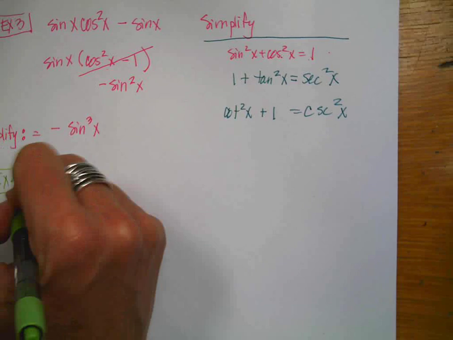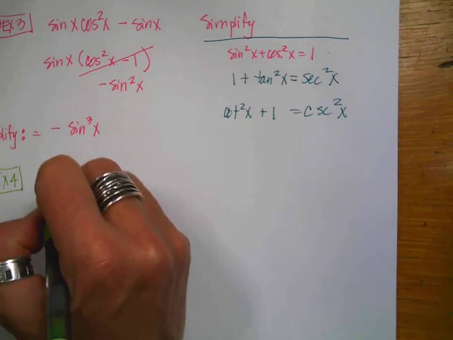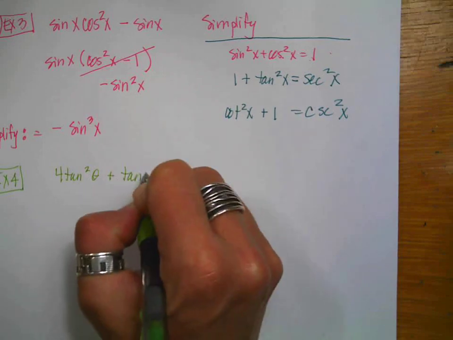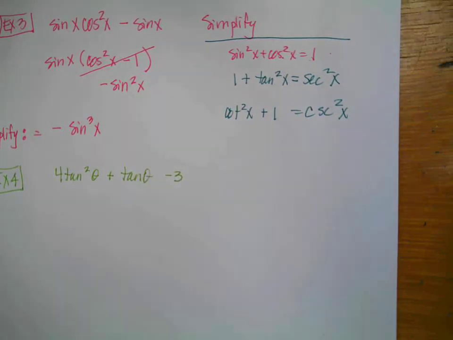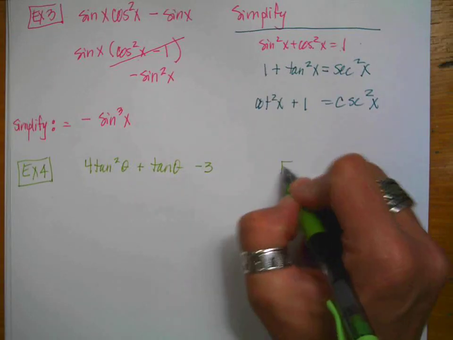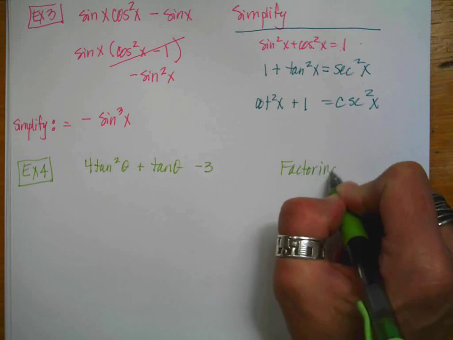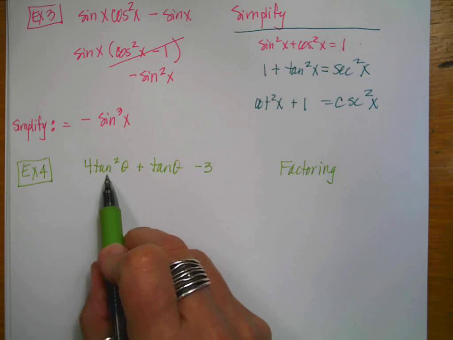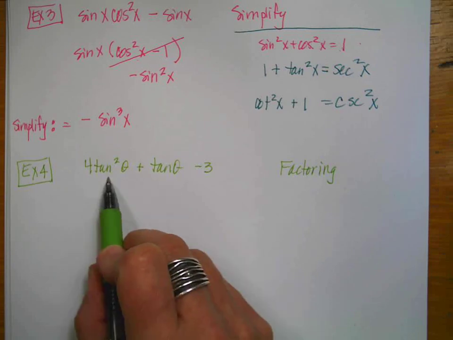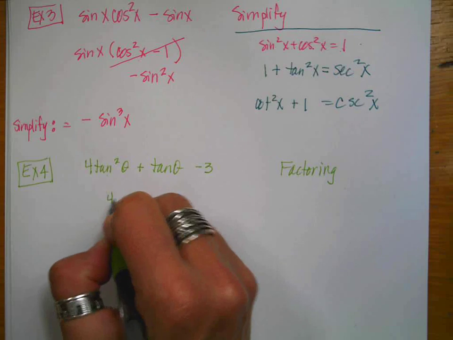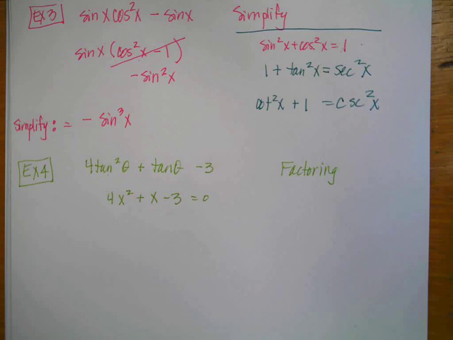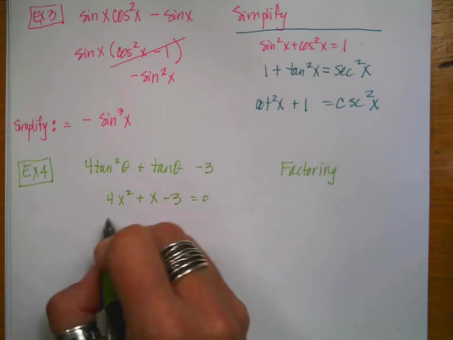All right, so for example number 4, we're going to have 4 tangent squared theta plus the tangent of theta minus 3, and I want to do some factoring with this. And I'm just going to show you factoring and show you a method that you can use in case this gets overwhelming. We treat tangent just like it's a variable, and so we could think of this as 4x squared plus x minus 3 equals 0, right?